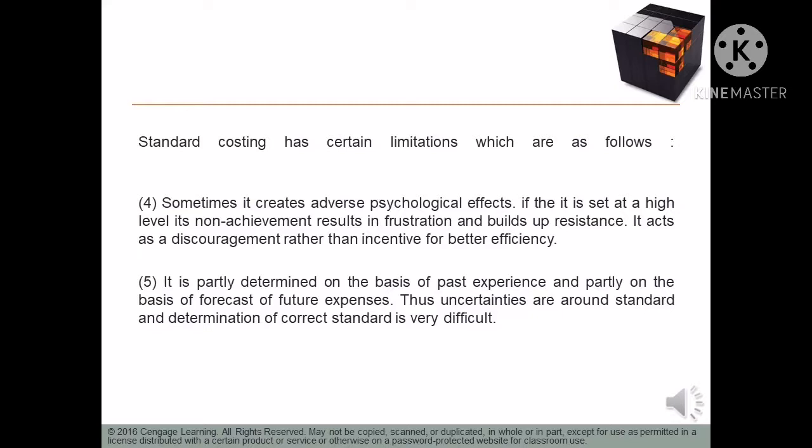Fifth, it is partly determined on the basis of past experience, partly on the basis of forecast of future expense. Thus, uncertainties are around standard and determination of correct standard is very difficult.